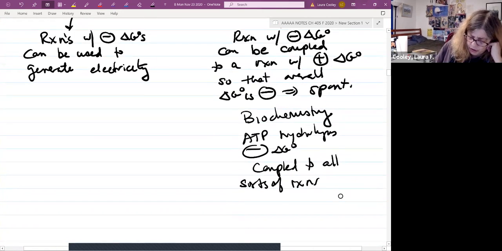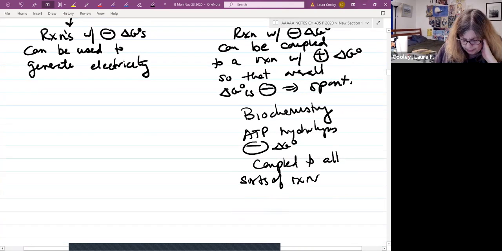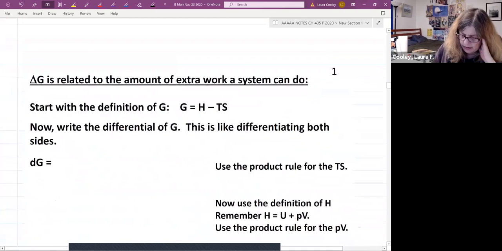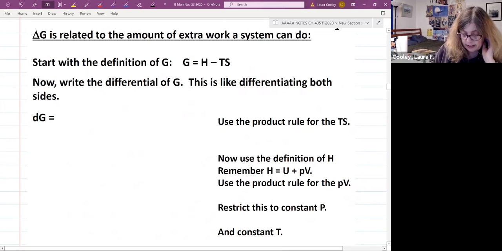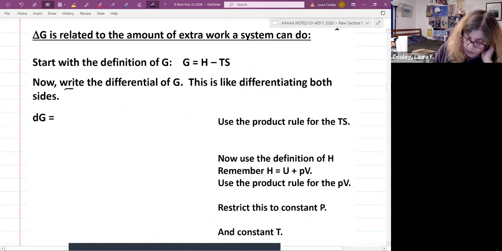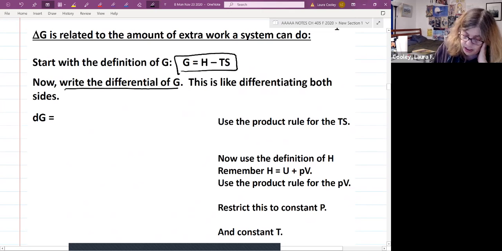So I have to show you where this comes from. I'm going to do that with this little derivation here, which normally when I teach this in the classroom, I just let students do it. So I think I'm going to give you a few minutes to try to do this. Basically, I tell you to write the differential of G, given the fact that G is equal to H minus TS. So dG is d of H minus TS, and we do it term by term. You have to use the product rule for the TS.